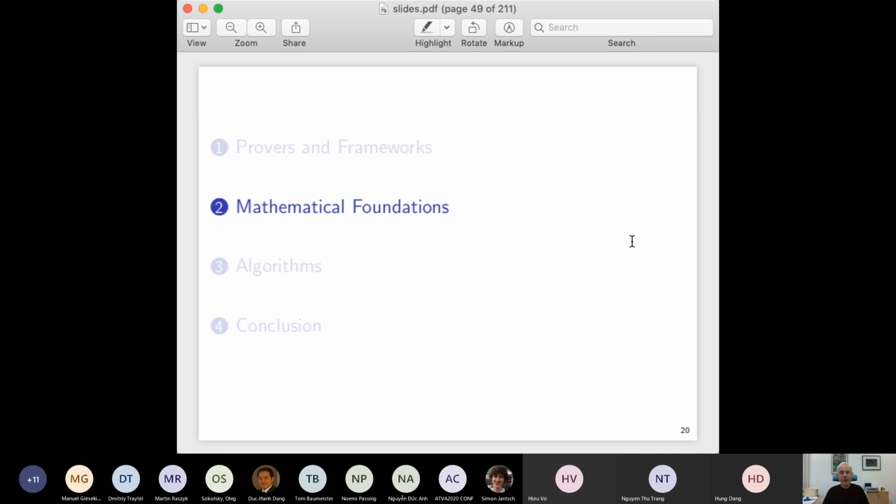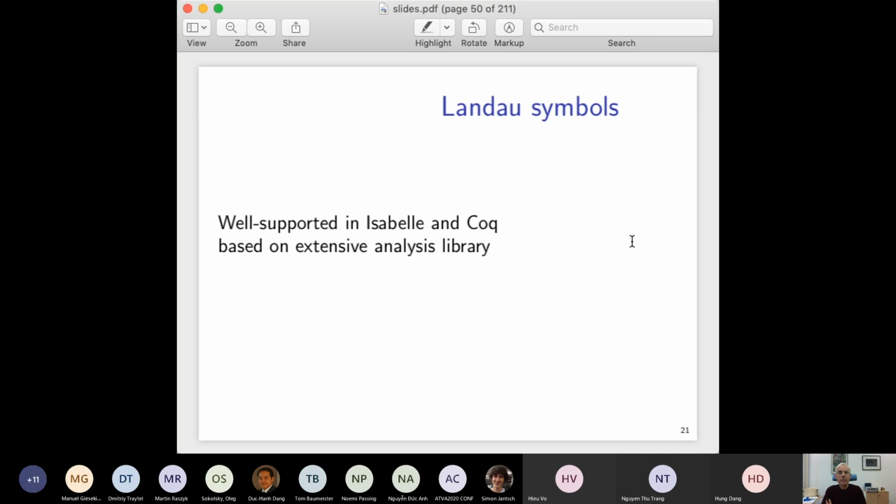So now, from the frameworks for this work, let's move on to some actual results. And we start with the mathematical foundation. If you open the Cormen book, the first 100 or so pages are also concerned with the mathematical foundations for the analysis of running times or other resources. And the key here, of course, are Landau symbols, and they are well supported in both Isabelle and Coq, and both of them have an extensive analysis library. So you can reason, in principle at least, on the same level of abstraction as you do in the textbooks, although, of course, the proofs typically are more detailed.